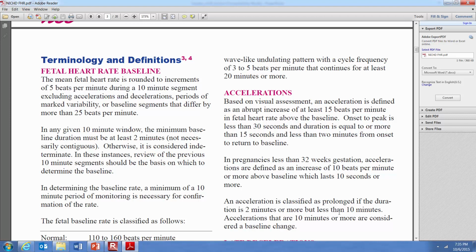But if that acceleration now lasts more than 10 minutes, then we have a baseline change, okay? So that's why we need to see a minimum of 10 minutes to determine our baseline. So if it's more than 10 minutes, it's a baseline change. If it's less than 10 minutes but more than 2 minutes, it's a prolonged acceleration, and that's okay. And if we have a baseline change, that's okay, as long as the baseline change is still in normal limits. Okay?